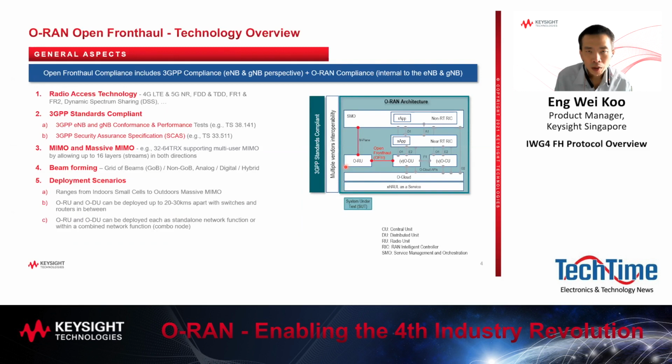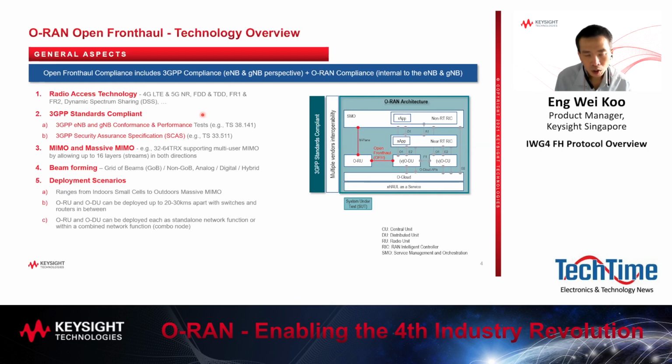Spending some time to get some of the audience up to speed on, when we speak about open fronthaul, what does it cover? So open fronthaul compliance, basically to the industry, covers 2 things. One is 3GPP compliance, and the other aspect is ORAN compliance. So everything which is supported by the 3GPP radio access network today, that includes what Kobe has mentioned.